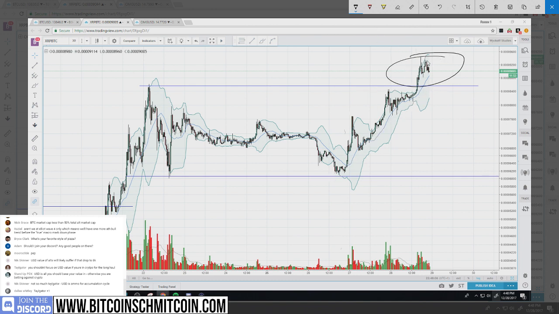And right now, this is called a sign of strength, right in here. It's making this little pennant thing as it consolidates in volume and price. And so XRP BTC is gearing up for its next markup phase.